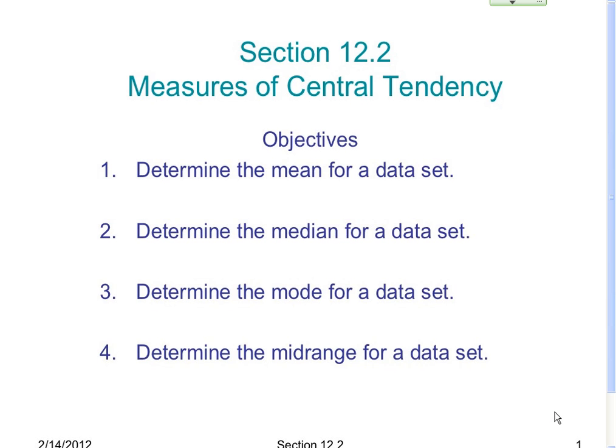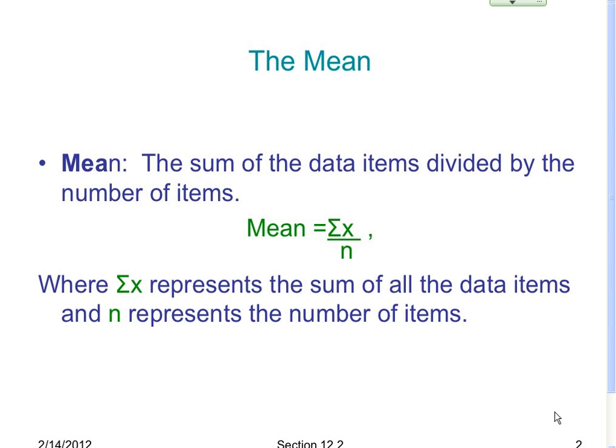This is section 12.2. We're going to be talking about measures of central tendency. First thing we're going to talk about is the mean. The mean is the sum of the data items divided by the number of items.